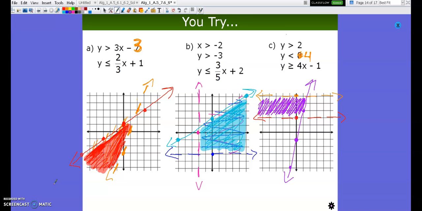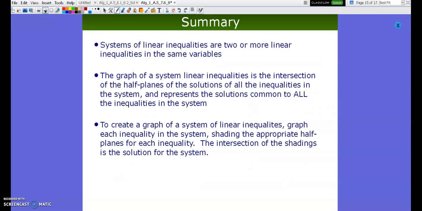And letter C, you'll see that dark shaded purple area is what we have for our final solution. Now remember what this means. This means you can pick any ordered pair you want in that dark shaded region, and you should be able to plug it in for all of your inequalities, and it will give you true statements for all. So that's one way that you can always check to make sure you're doing your systems correctly.